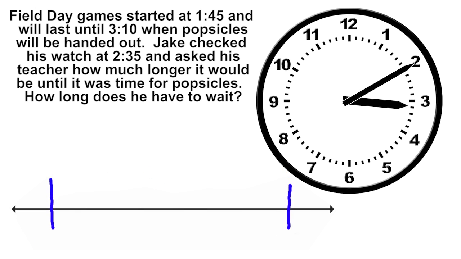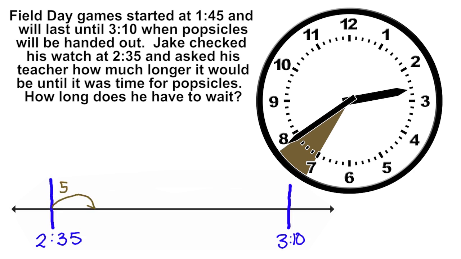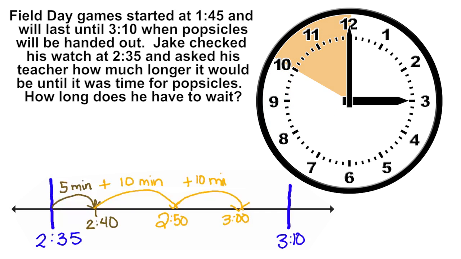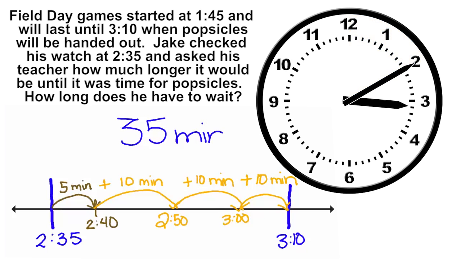Is there another way to solve this? Let's start over and set our start time on the clock and number line and mark the end time on the number line. What if we moved the clock ahead 5 minutes to get to 2:40? Then we can move it ahead 10 minutes to 2:50, 10 more to 3 o'clock, and 10 more to reach the end time of 3:10. When added together, we still see it as 35 minutes.